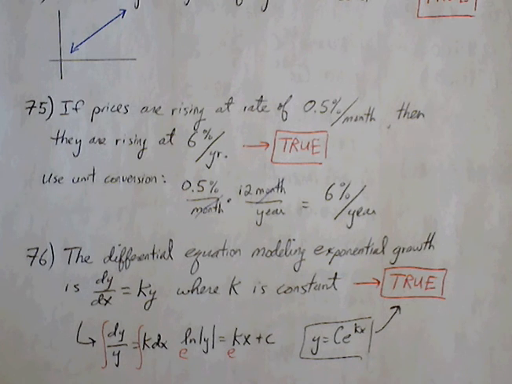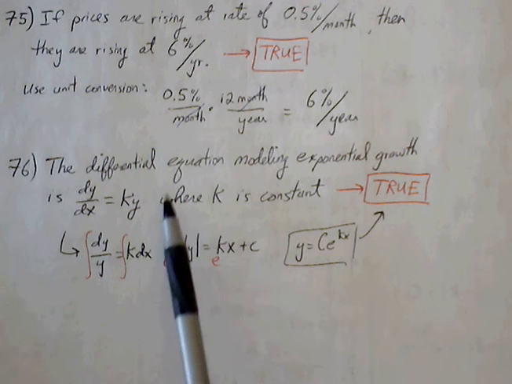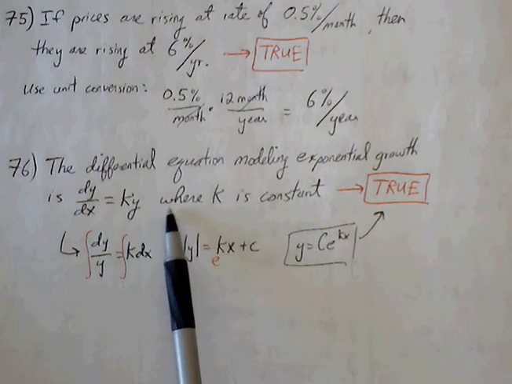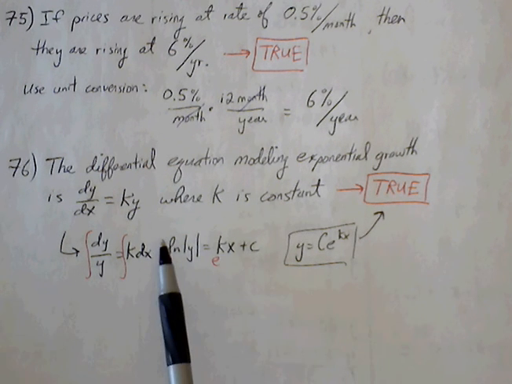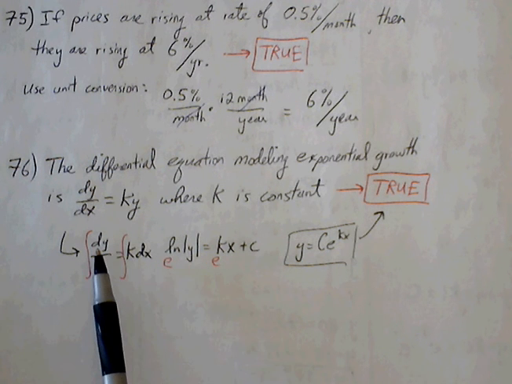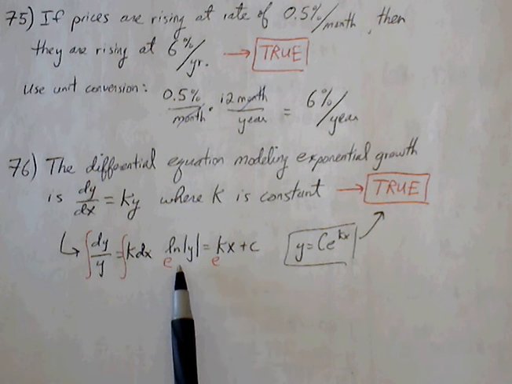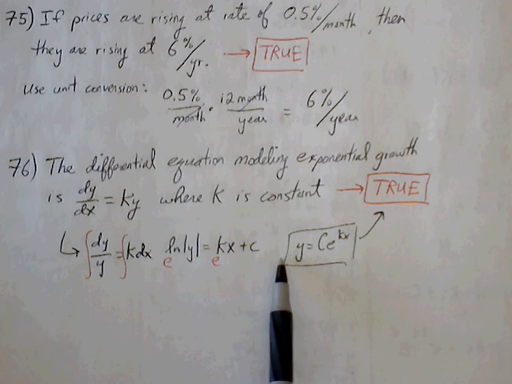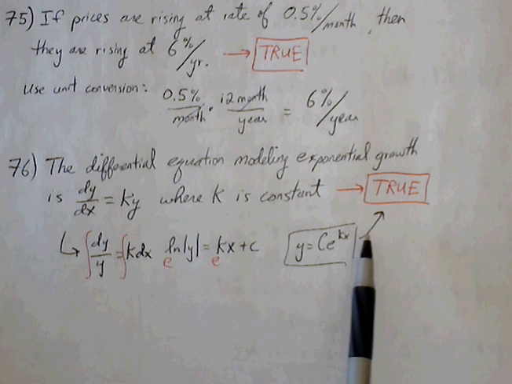Finally, 76, the differential equation modeling the exponential growth is dy over dx equals ky, where k is constant. If we separate the variables and take the integral of both sides, we have the integral of dy over y is equal to k dx. Solving for y, we get y is equal to ce to the kx, and our k is going to be constant here. So that's our true statement.